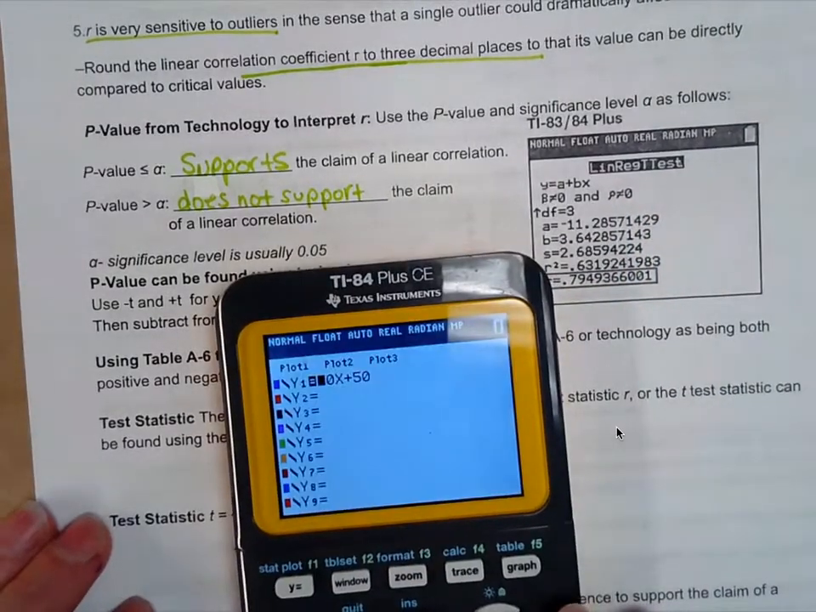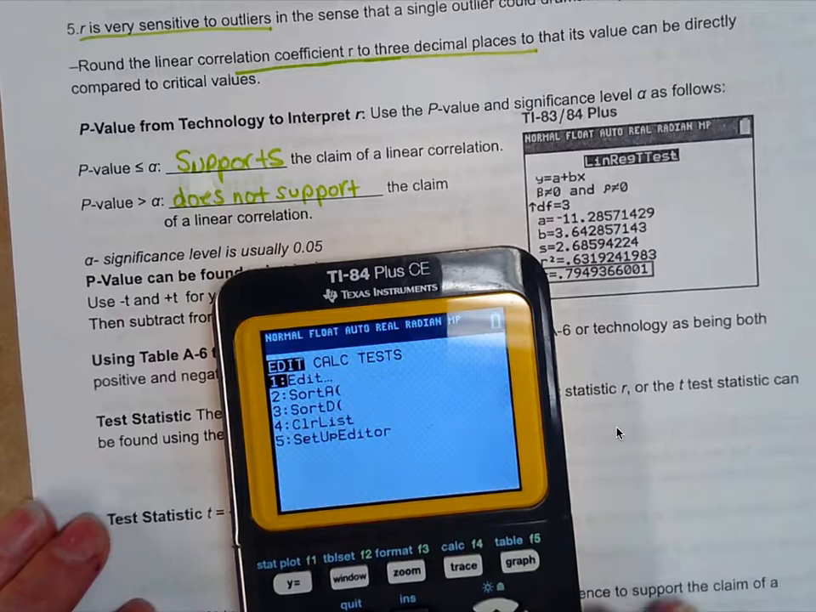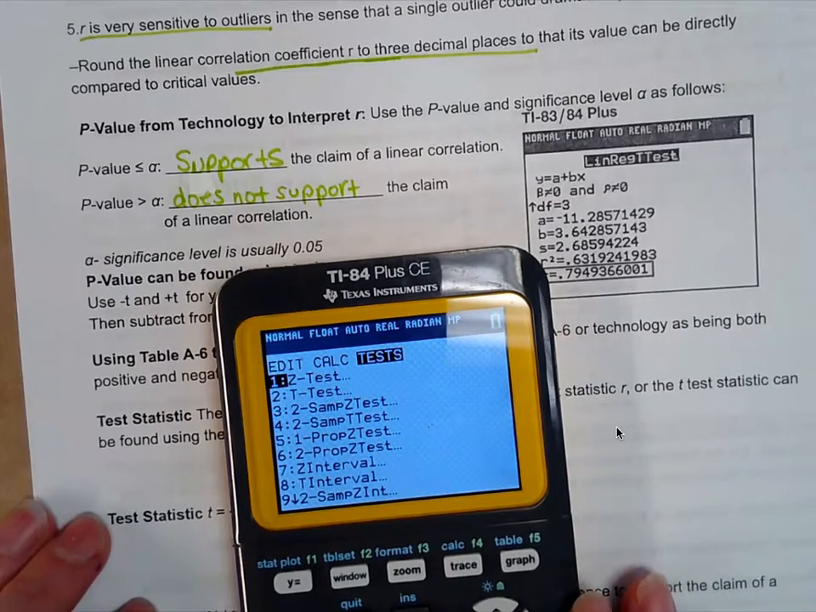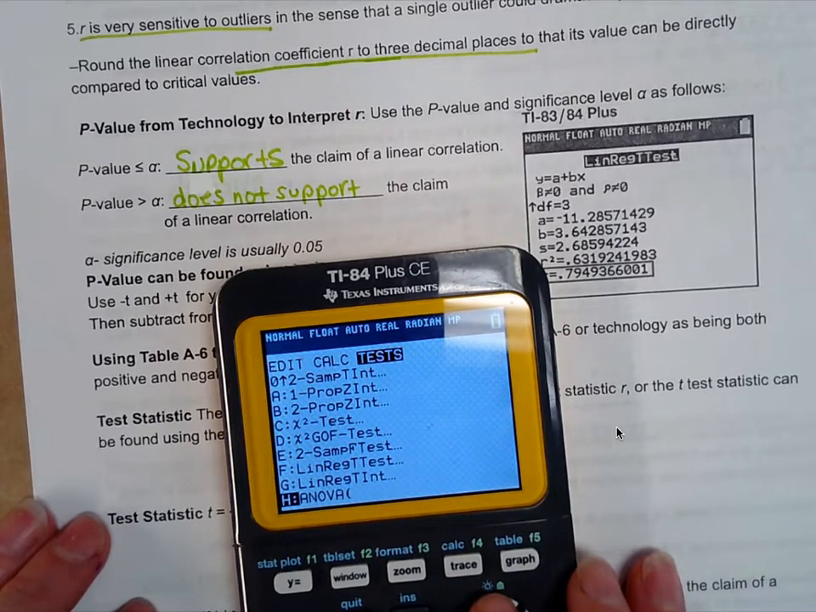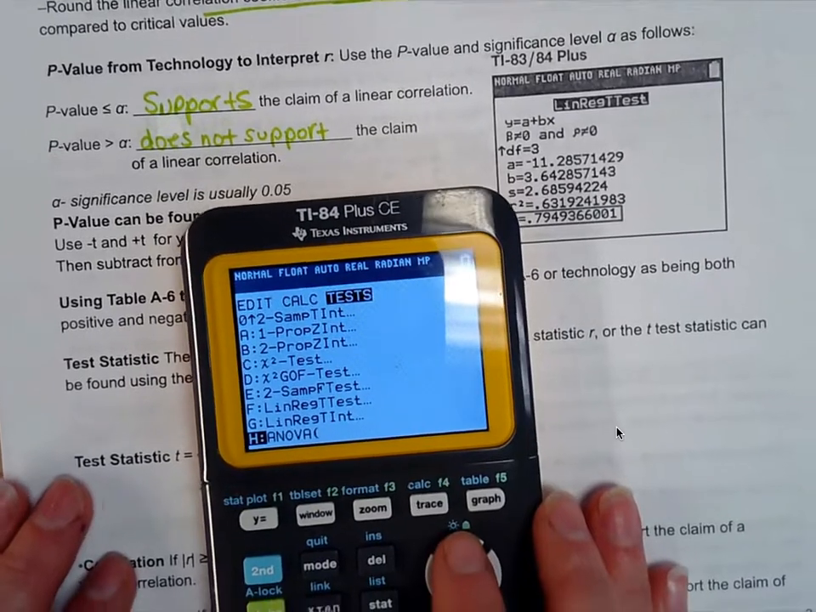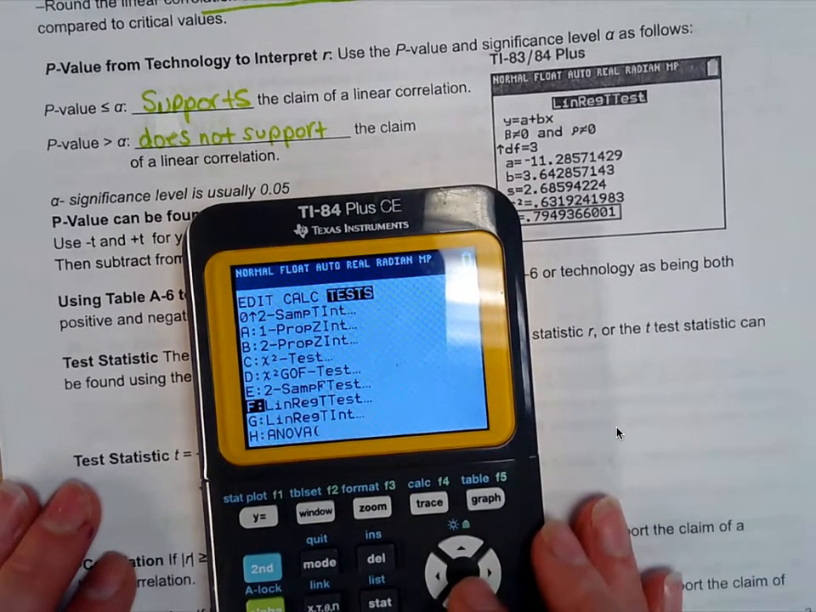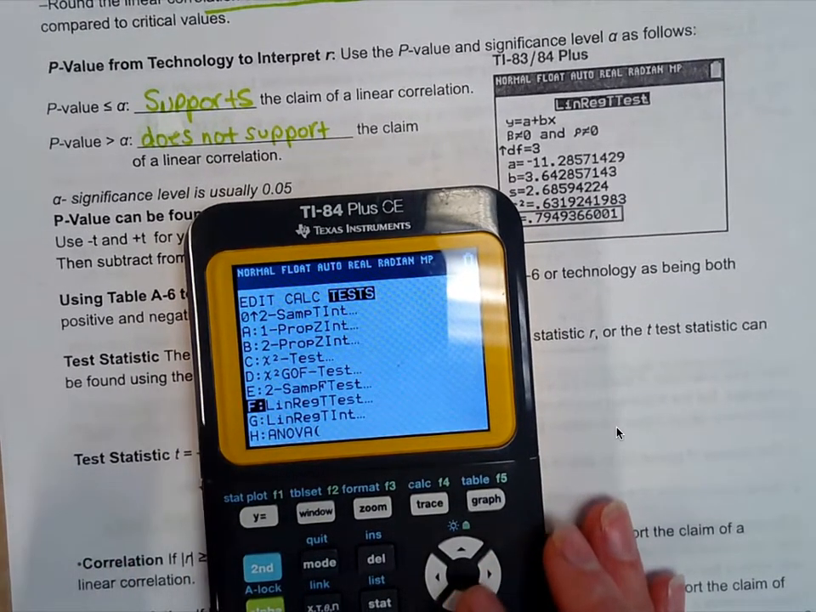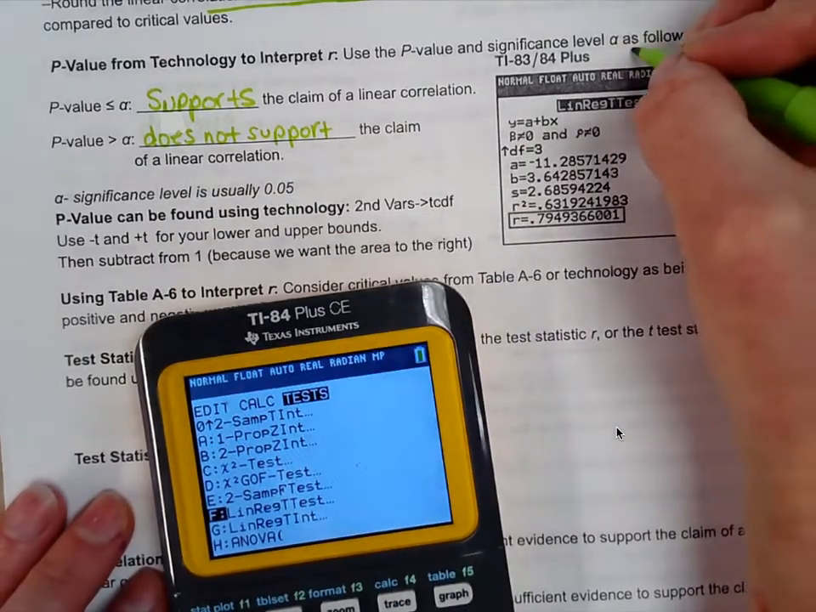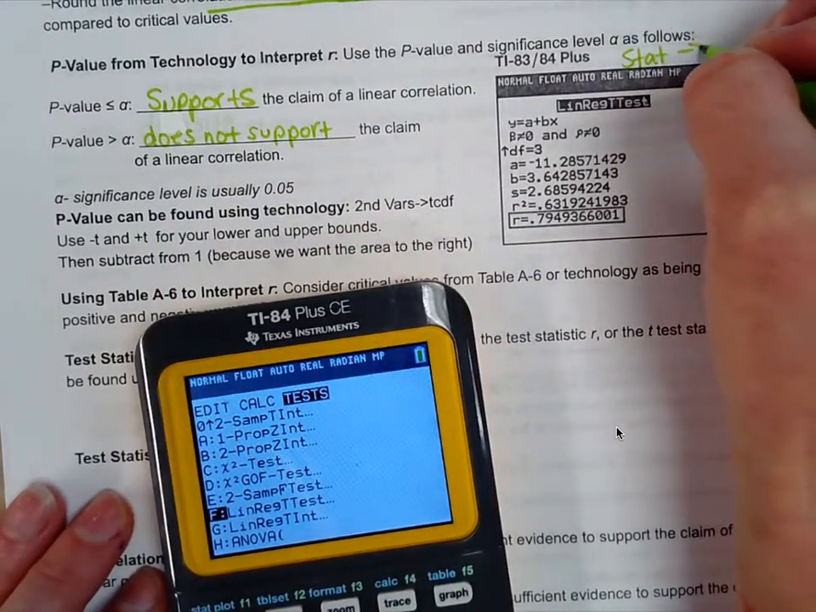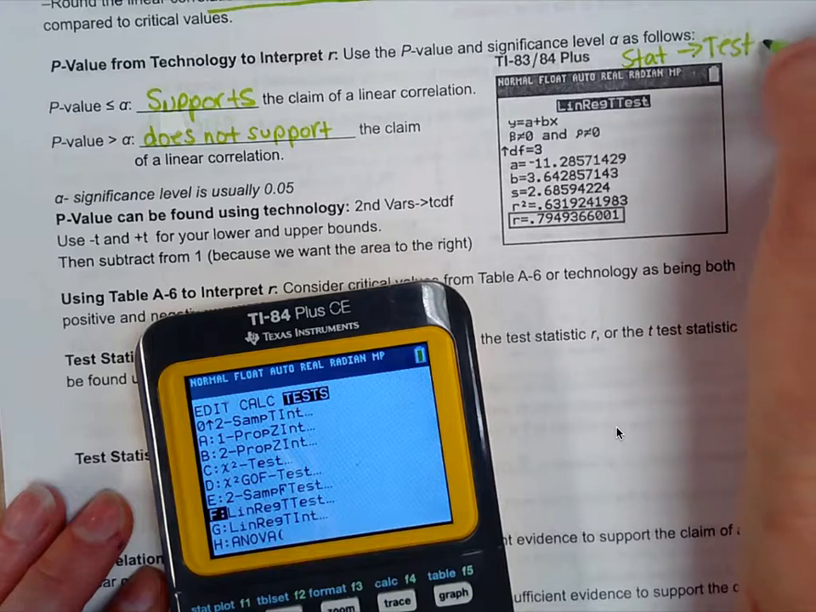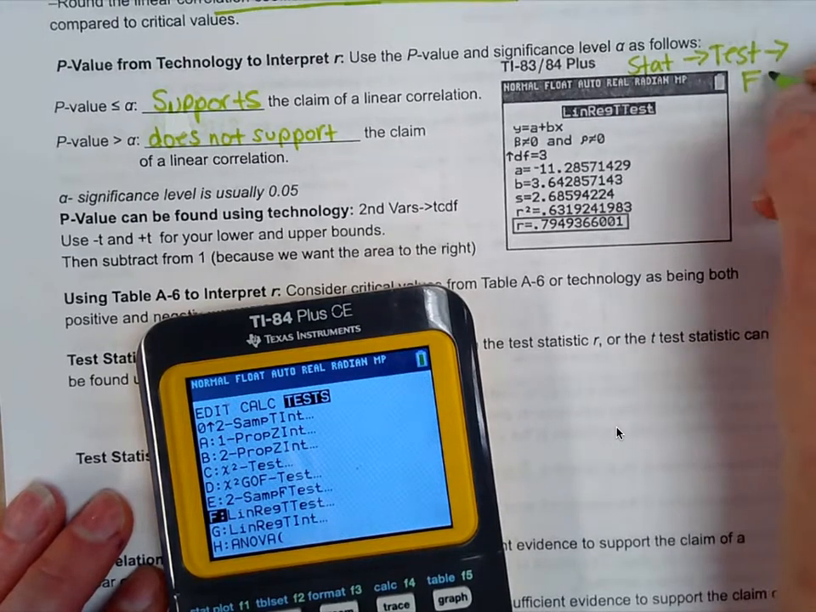So if you go to stat, over to test, I think it's down toward the bottom, so I just went up. Make sure you know, you'll go to stat, over to test, and this one is found at F, which is linear regression t-test.